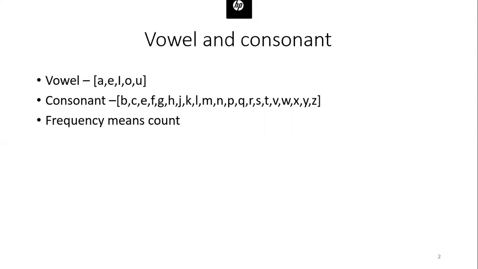So vowel is nothing but the 5 letters A, E, I, O, U. These are called as vowels, and the remaining 21 alphabets are called as consonants. And in this program, we are going to find the frequency. Frequency means we are going to check how many times a particular character is occurring in that. So we need to find the count.